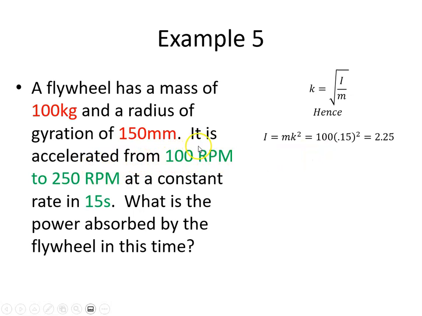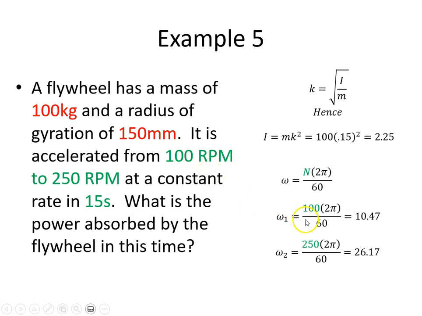We're told that the flywheel is accelerated from 100 rpm to 250 rpm, so we need to convert revs per minute to radians per second. So omega is the revs per minute divided by 60 multiplied by 2 pi. So 100 revs per minute becomes 10.47 radians per second, and 250 revs per minute becomes 26.17 radians per second.